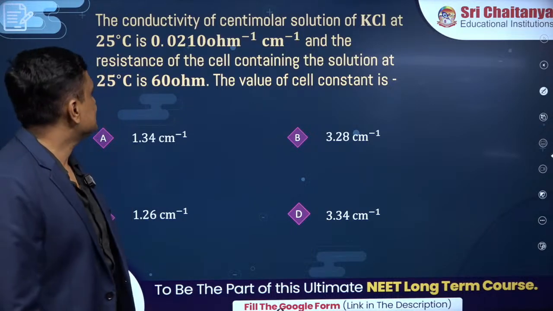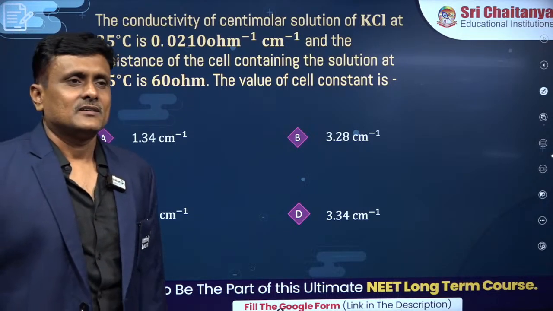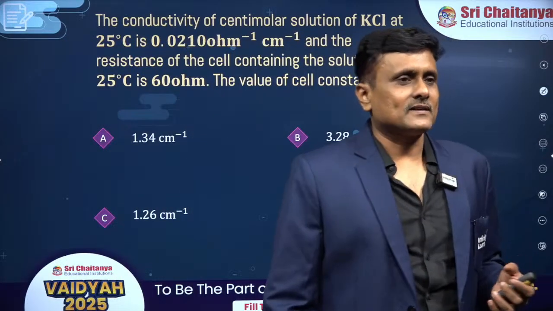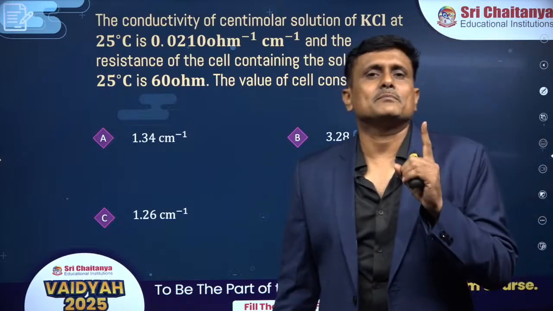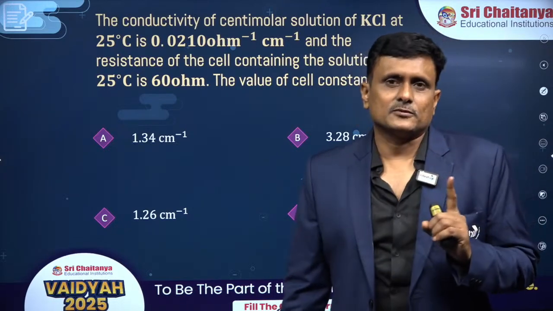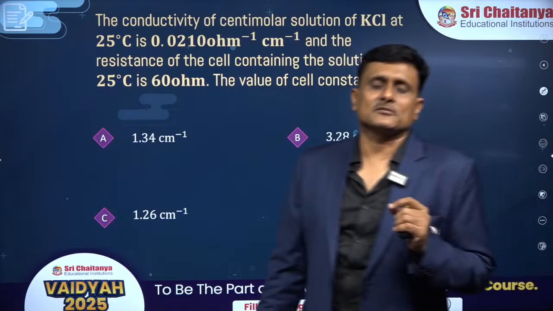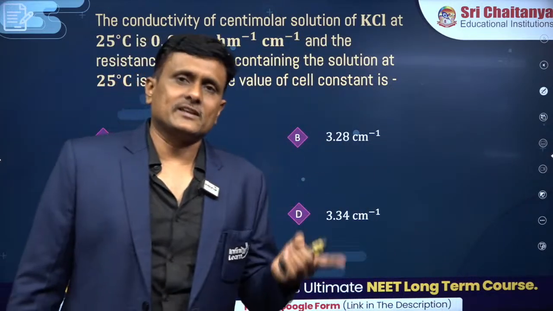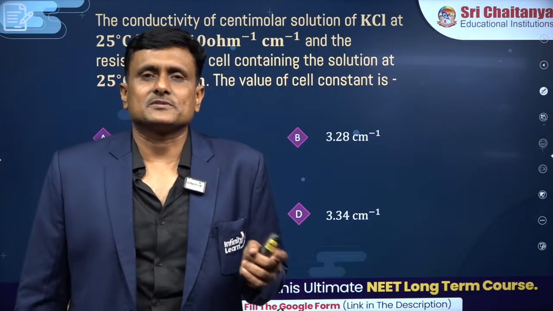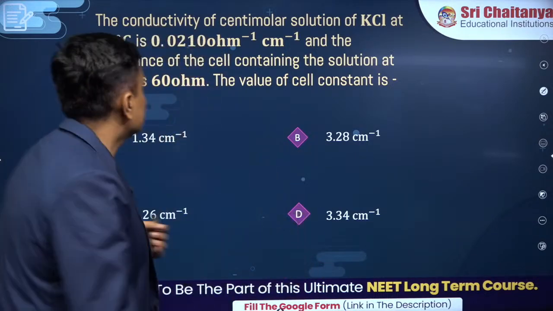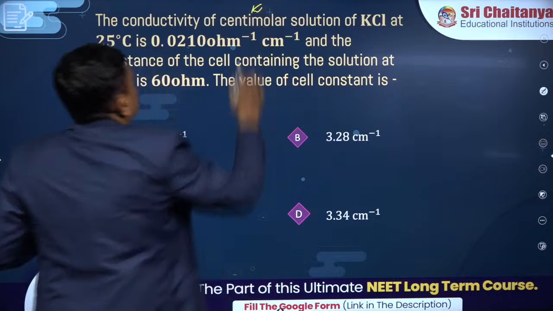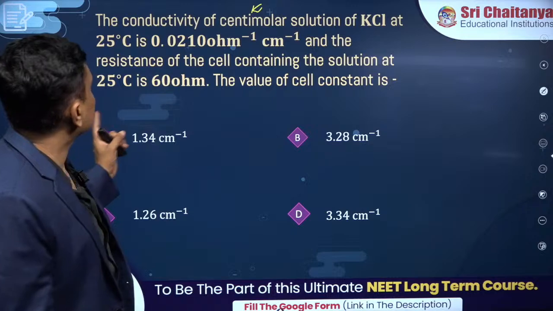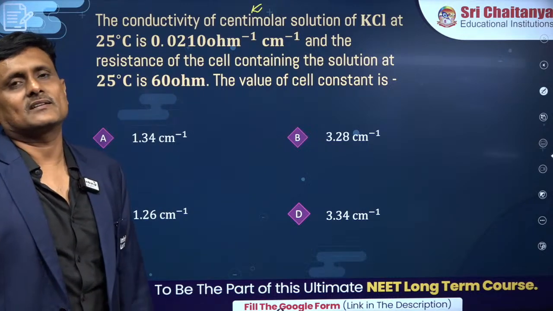Alright, let's see. Conductivity. You need to know the difference between conductivity and conductance. Conductivity is something that is defined per ml of the solution, 1 milliliter of the solution, whereas conductance could be per mole or per equivalent. So remember this, don't get confused. Conductivity is represented by the symbol K, kappa. Alright, so conductivity of centimolar solution, that is 1 by 100 molarity.